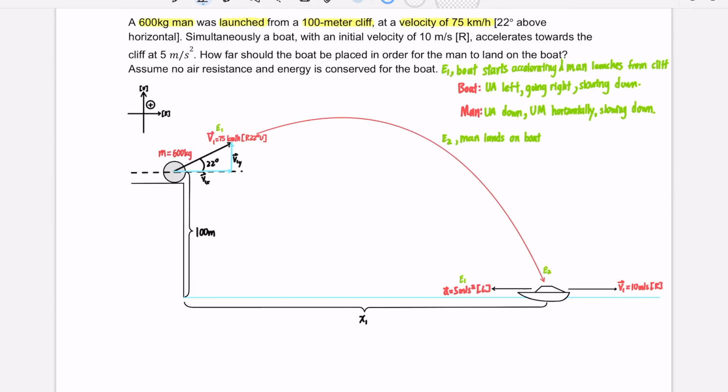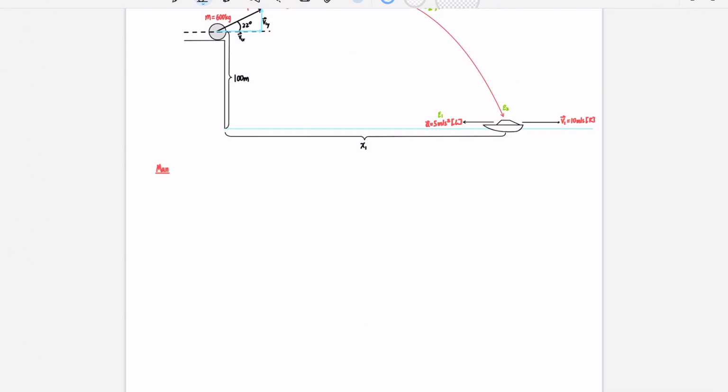Next, we will be labeling the givens onto the graph. This will make it easier to solve the problems. Now we can start solving. The givens of the man are collected, which are his mass and initial velocity. Then, to solve for the time, we have to split the man's givens into x and y components.